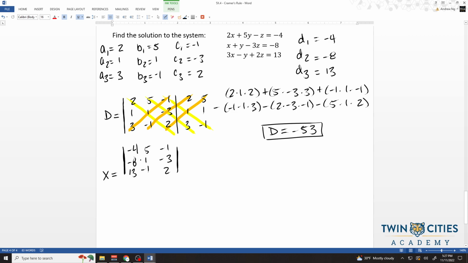And now, to find this determinant, I'm going to rewrite this to the right. -4, -8, 13, 5, 1, -1. And remember, I'm going to divide this by D we found earlier, which is -53. Okay, let's find the determinant up here. So I'm going to multiply -4 times 1 times 2, 5 times -3 times 13, -1 times -8 times -1. Let me write all that down.